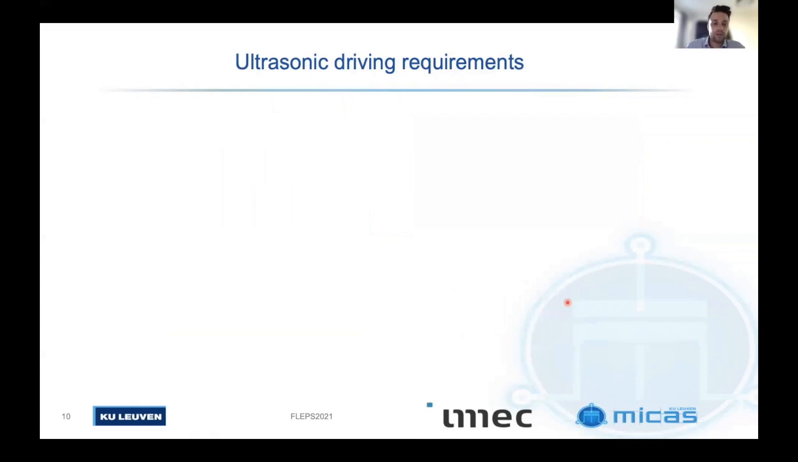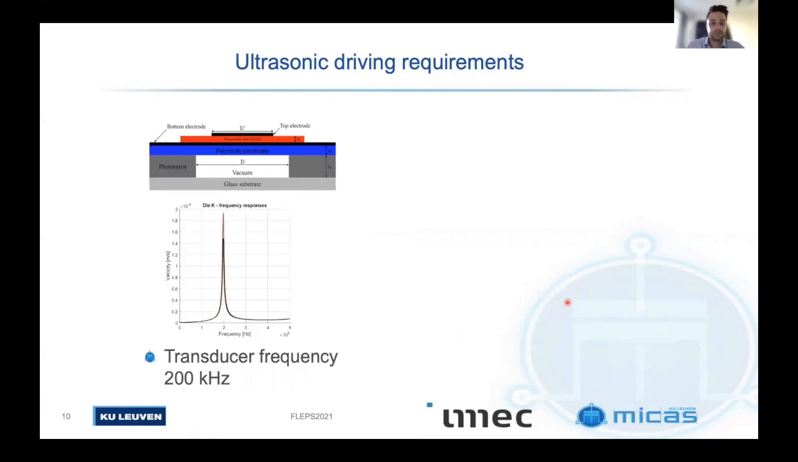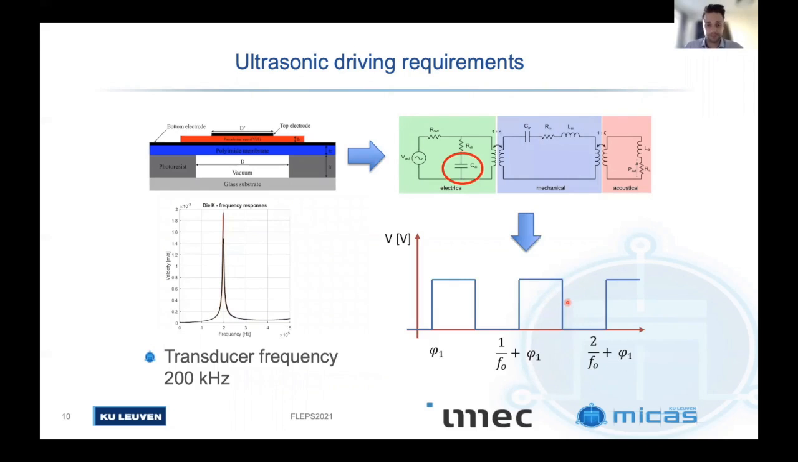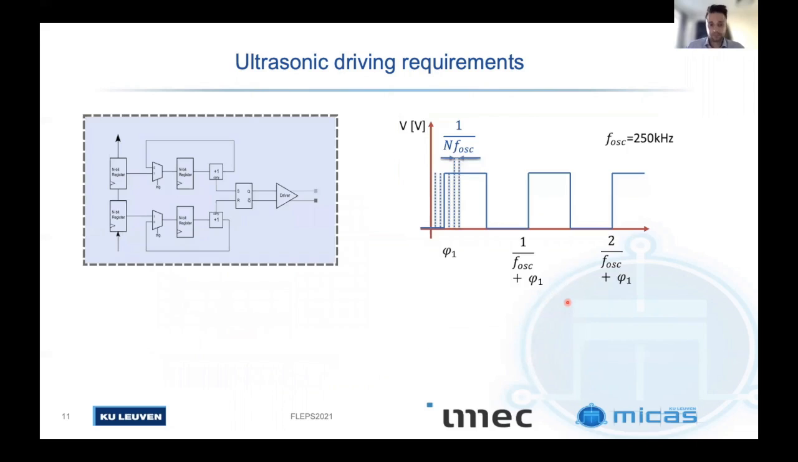Now, driving these ultrasonic transducers, we need to actuate them at a certain frequency, which for these transducers is 200 kHz. If you take an equivalent model of these transducers, the most significant part is the capacitive part. So we have to activate a capacitive load with a certain periodic signal. In order to do this, we have proposed a circuit here on the top left side. And the most stringent part here is the counter.